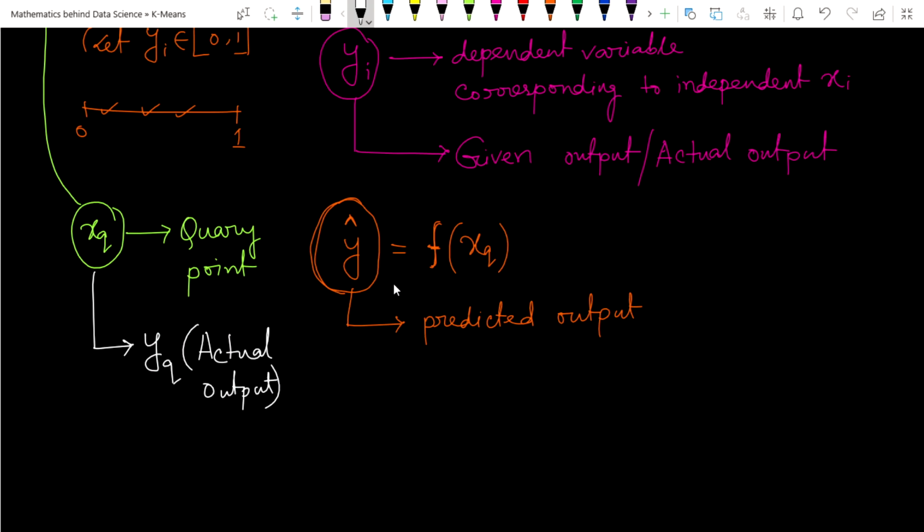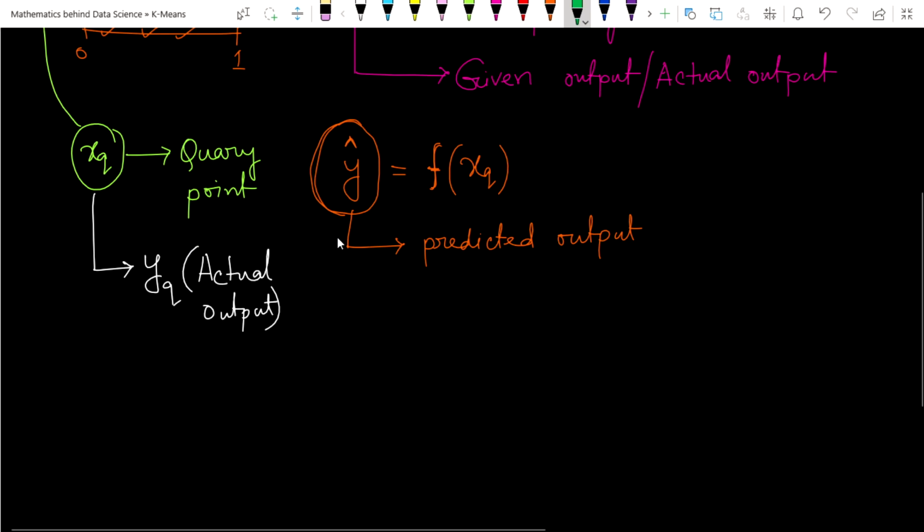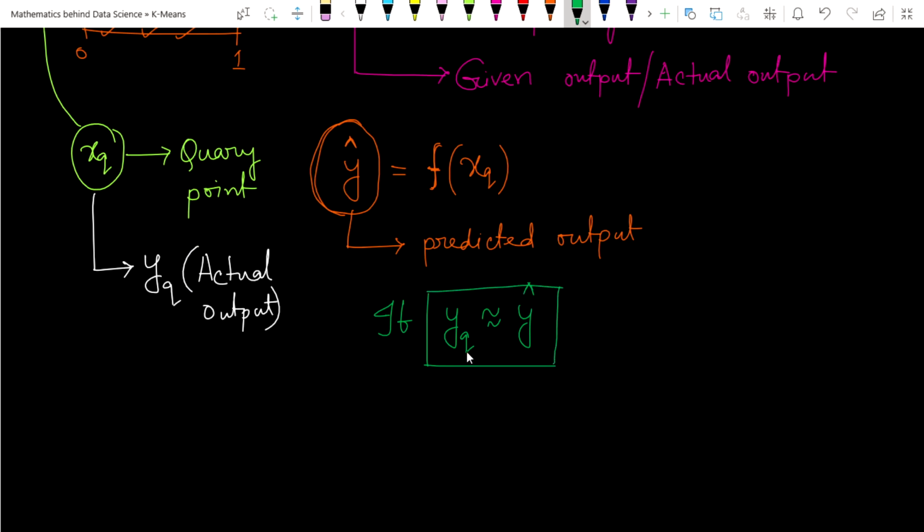Now our job here in the classification is to compare yi, the actual output, with the predicted output. We have to check whether the actual output yi is equal to y hat. That is the condition we have to check. There are two possible outcomes, yes or no. If the answer is yes, then the model that we have built, f, is correct.